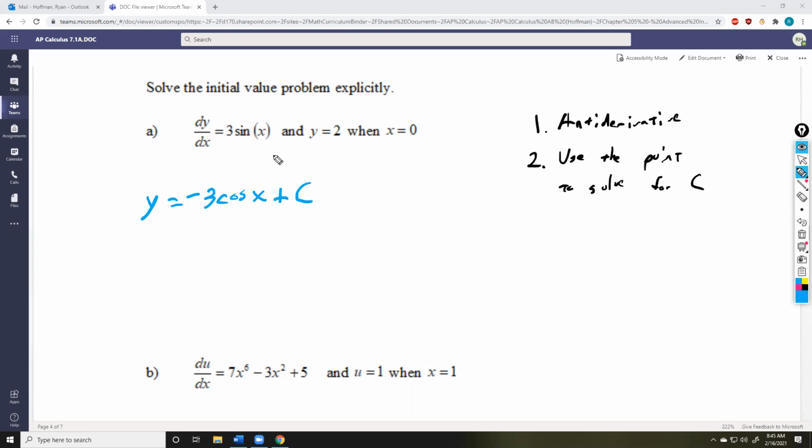And now here's the key part of the process that's new, is that we're going to be using the point that they give us to solve for c. So this is step 2 in our process, which is that y is 2 when x is 0. So that means we're going to plug in 2 for y, and we're going to plug in 0 for x, and we're going to solve for c.